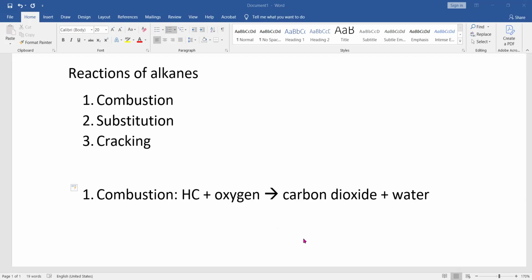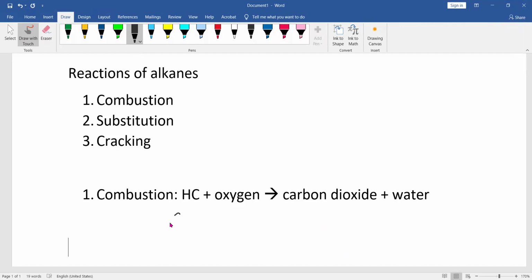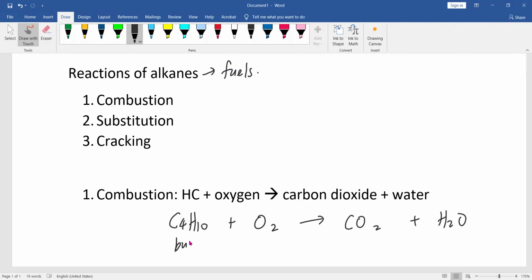A Bunsen burner uses butane. The hydrogen burns to give water vapor, it's just that you don't touch it. So this is butane: burn with oxygen, you get carbon dioxide and water. Can you balance the equation? Do you remember how to balance? Remember, all alkanes are very important. They are fuels. Okay, balance this equation quickly.